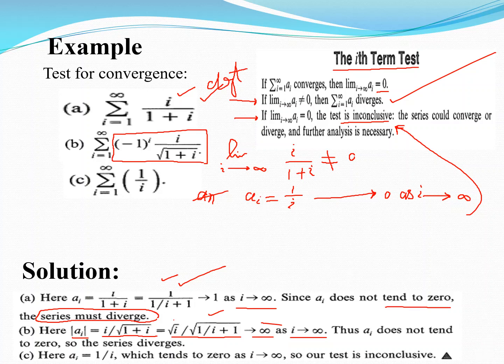In C part, we could not conclude about the convergence or divergence of the series because ai is 1 over i. And if i approaches infinity, this approaches 0, so our test is inconclusive.